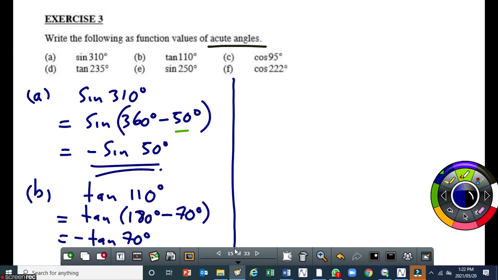Alright, then. How do you determine the size of the final answer? If your question comes like this, where it says write the following as a function of acute angles, it will say without using a calculator. So when you get here, you don't have to punch minus tan 70 in your calculator. You just leave it like this. How do you determine whether it's negative tan or positive? The reduction formula. You see the reduction there.